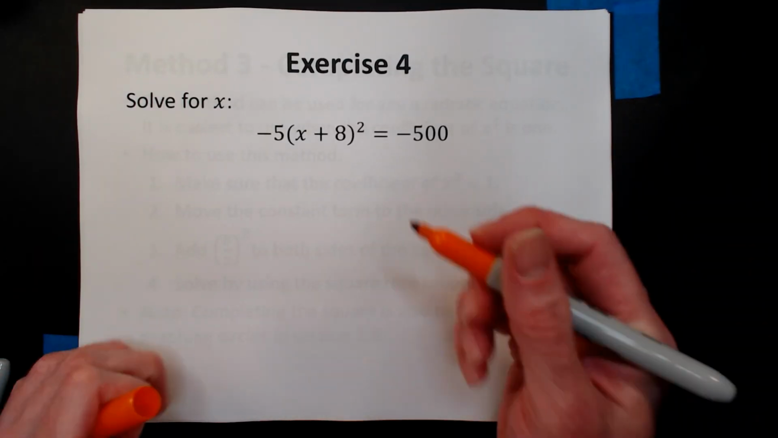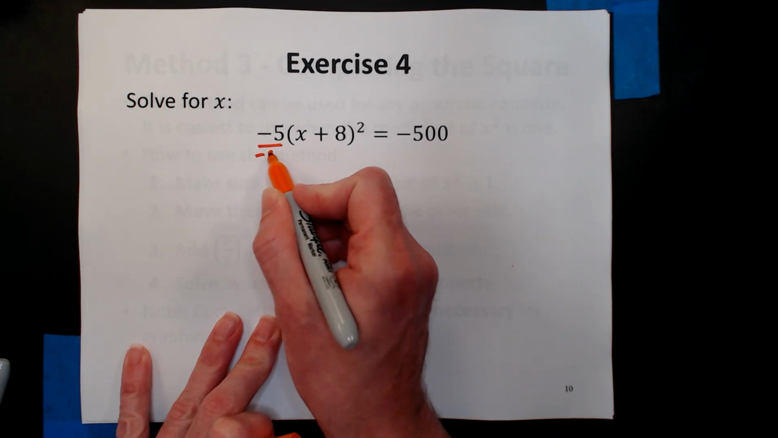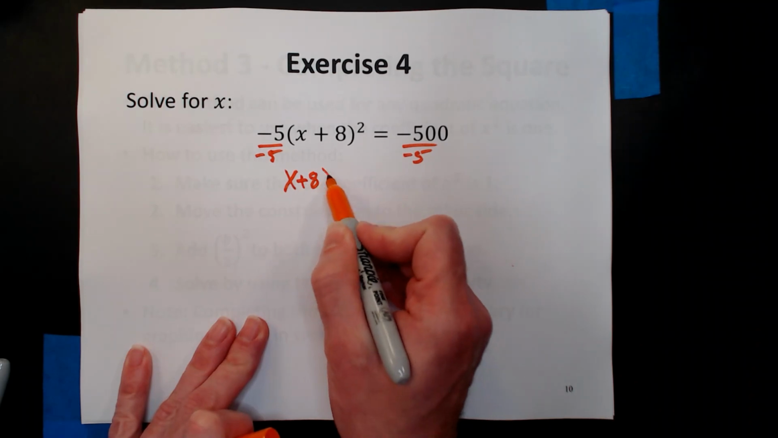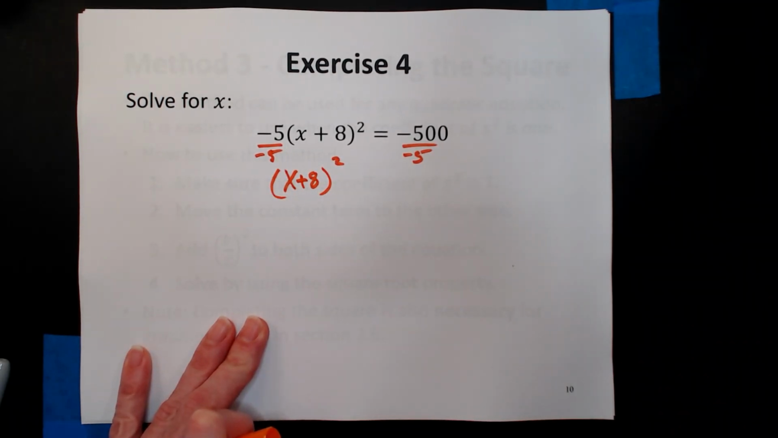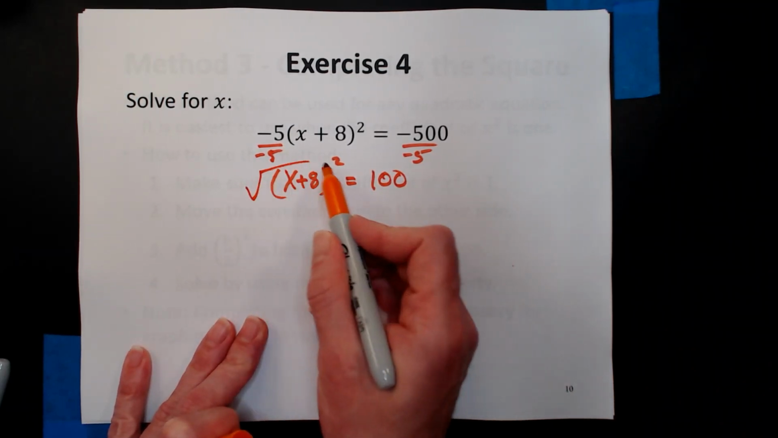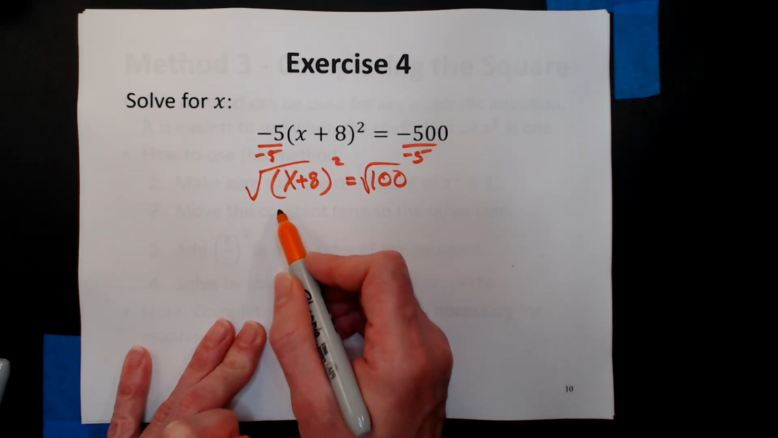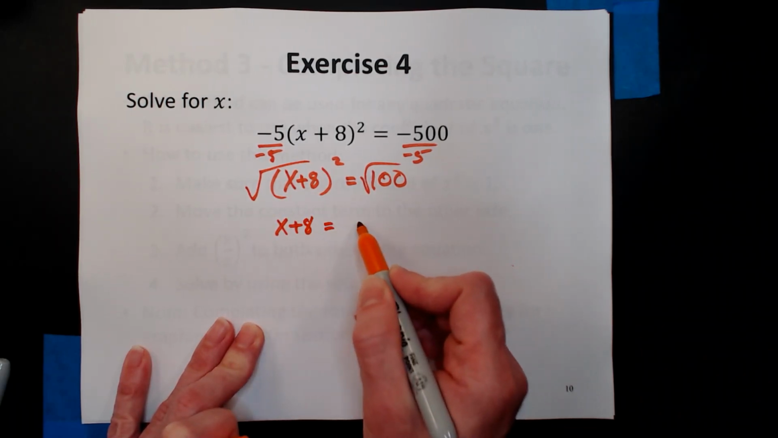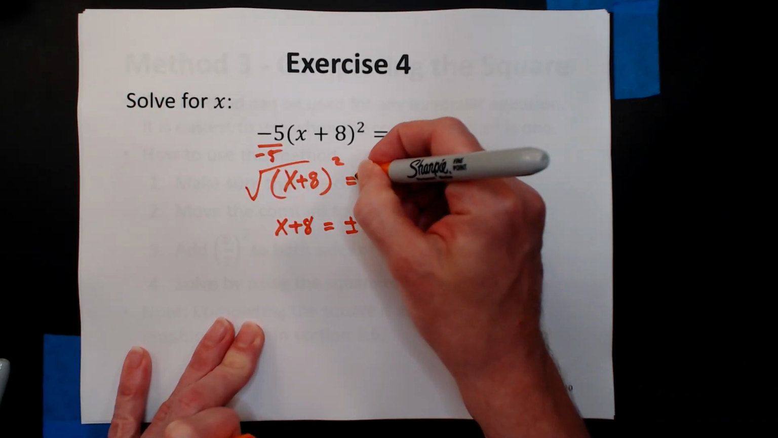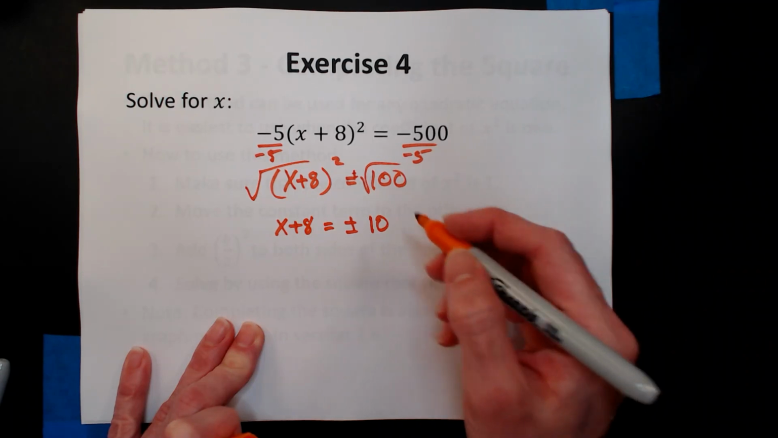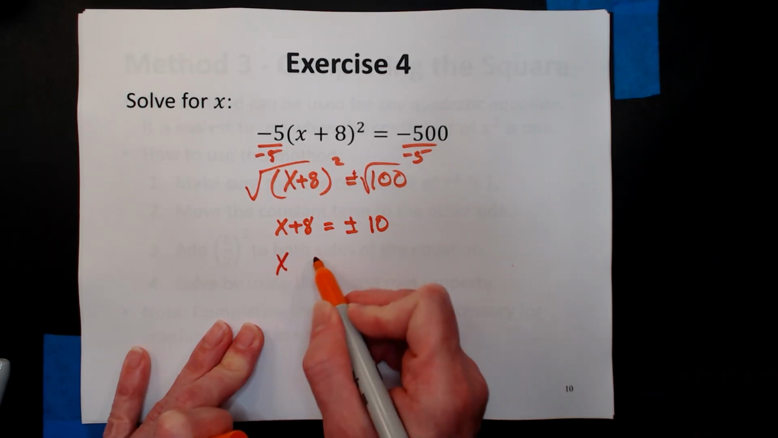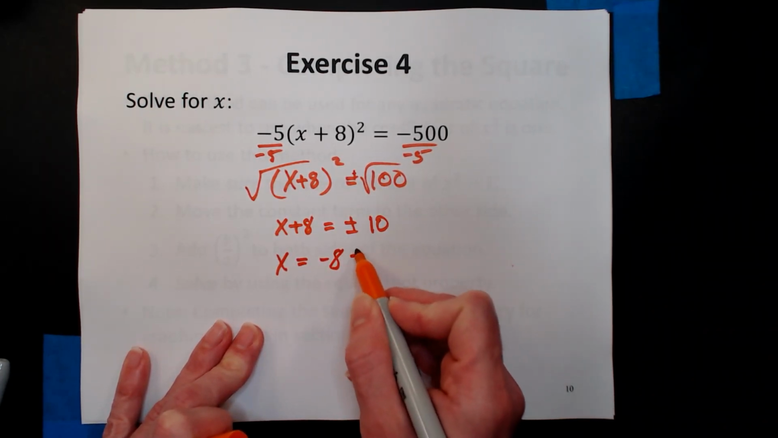Next one is not as quick, but we have this perfect square if we get rid of this negative 5 on both sides by dividing by negative 5. So we get x plus 8 squared equals 100. I'm going to do the plus or minus. So I take the square root of both sides, and that's going to give me x plus 8 equals plus or minus the square root of 100, which is 10. Sometimes it's a good idea to put that plus or minus as soon as you take the square root so you don't forget it. If you put it in the next step, that's fine as well, as long as it shows up somewhere. And then we have x equals negative 8 plus or minus 10.